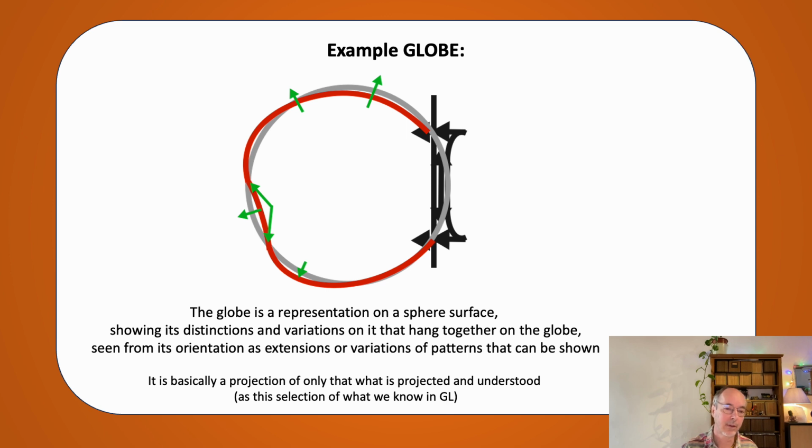So it is clear that the globe is a representation on a sphere, but it is also on a sphere surface, showing all of its distinctions and variations that hang together, where we stick to it, where we put on it what we know. So we've seen it from the orientations themselves as extensions and variation of patterns that can be added in that way. Basically, it's a projection of what we know can be projected and understood, as a selection of what we know.